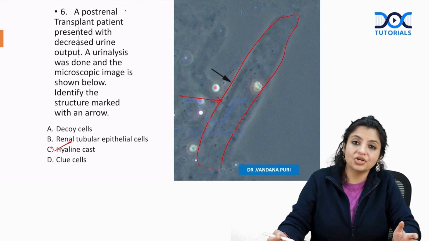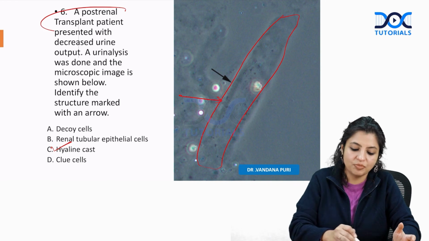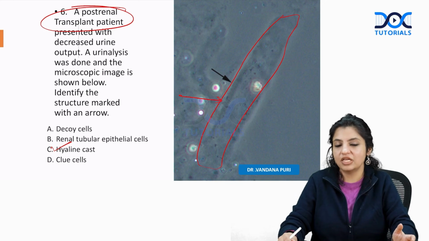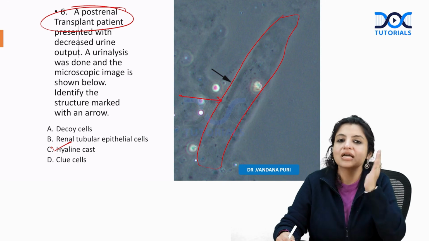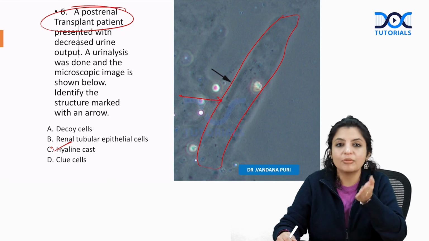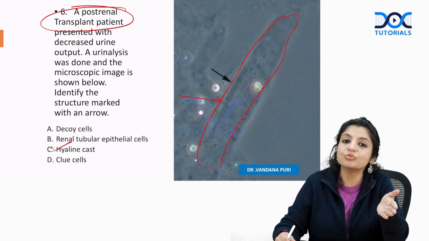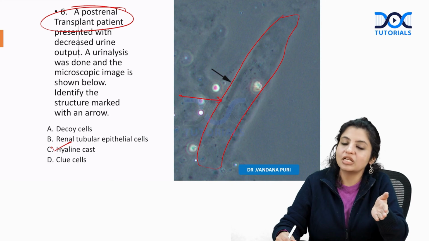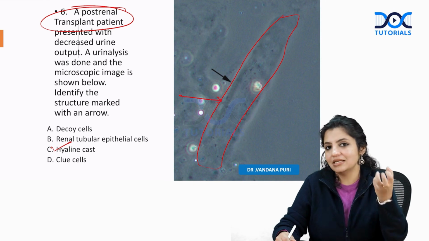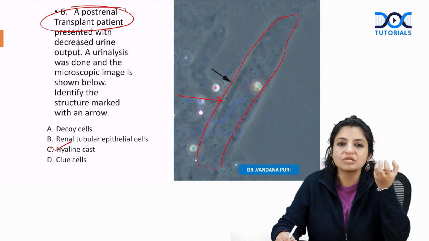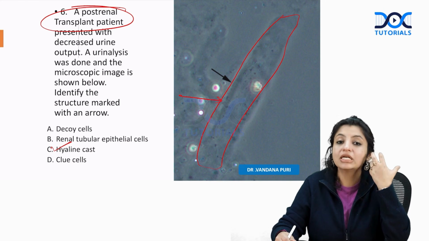But let's understand the other things also. What are these decoy cells? This is very important because this is a post-renal transplant patient. Remember, whenever the patient is post-renal transplant, his immunity is decreased. In such cases, the patient usually gets infected by polyoma virus. These polyoma virus inclusions can be seen in the tubular epithelial cells. Whenever these tubular epithelial cells are shed in the urine, the big inclusions can be seen inside the cells, and these proximal convoluted tubule cells, when they shed in the urine with these inclusions, are called decoy cells.